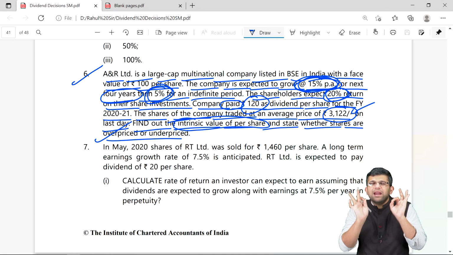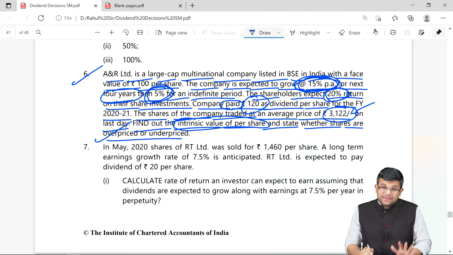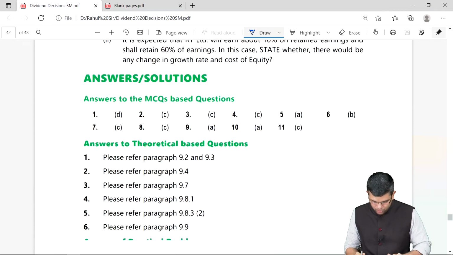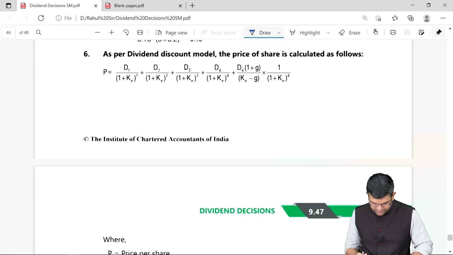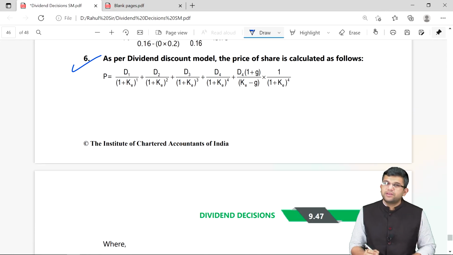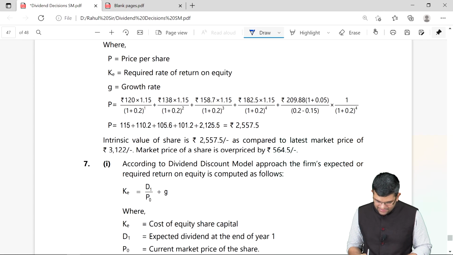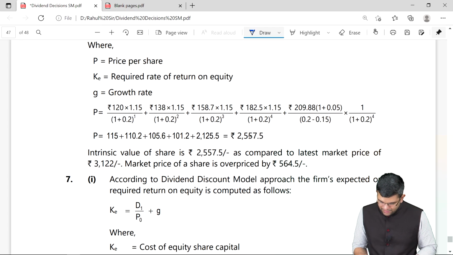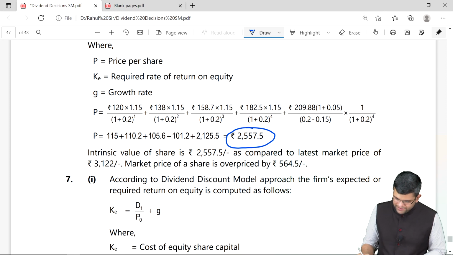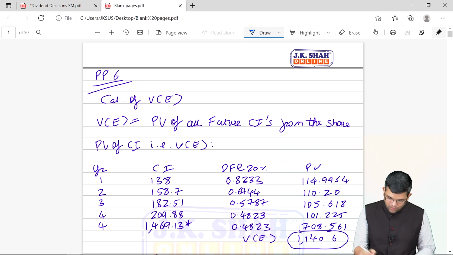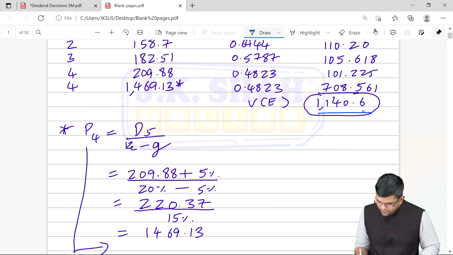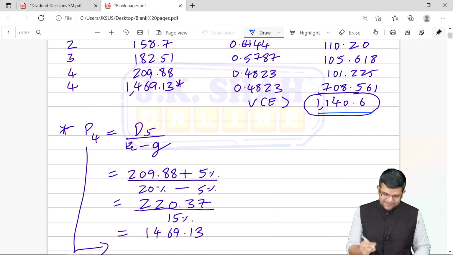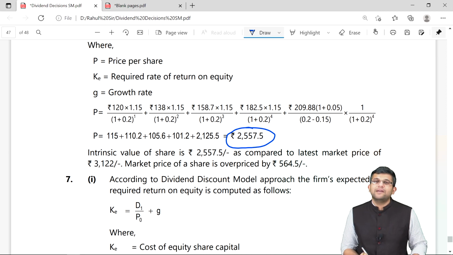Now one last point, children. This question's solution in the ICAI module only, I will show it to you. This is question number 6. Okay, yes, this is that question, children. But their answer of the intrinsic value comes to 2557.5. What is our answer coming to, children? Our answer is coming to 1140.6. Their answer is coming to 2557.5.